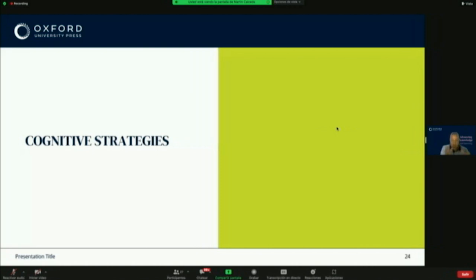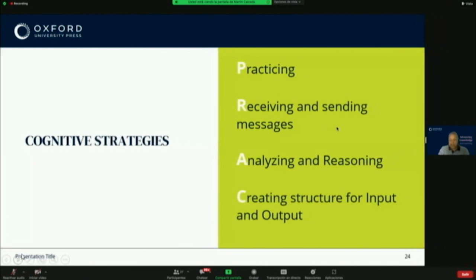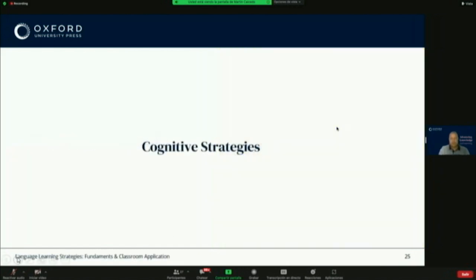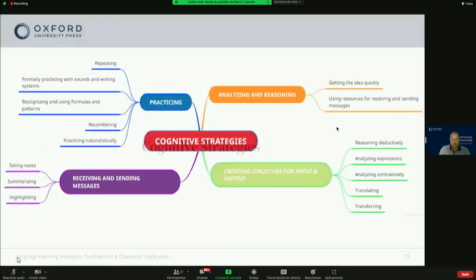Now, within cognitive strategies, we have four sets of sub strategies. These are practicing, receiving and sending messages, analyzing and reasoning, creating structure for input and output. So these are the sub strategies that are part of the cognitive ones. Good. So let's just briefly talk about them.